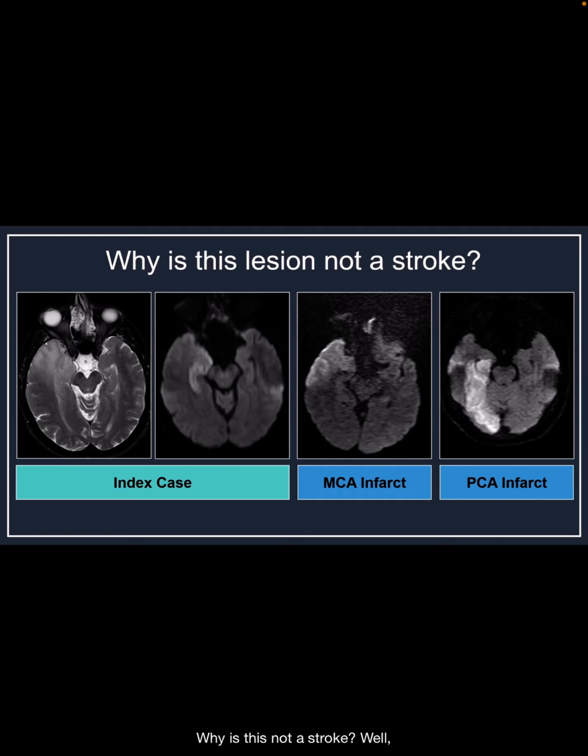Why is this not a stroke? Well, it doesn't really quite fit within a vascular territory. We can see here that the MCA territory involves much of the anterior lateral aspect of the temporal lobe, and it does touch on some of that medial component, and the medial aspect of the temporal lobe is really supplied by the PCA. And so we've got an area of abnormality that really spans two vascular territories. It doesn't really quite fit with vascular occlusion.